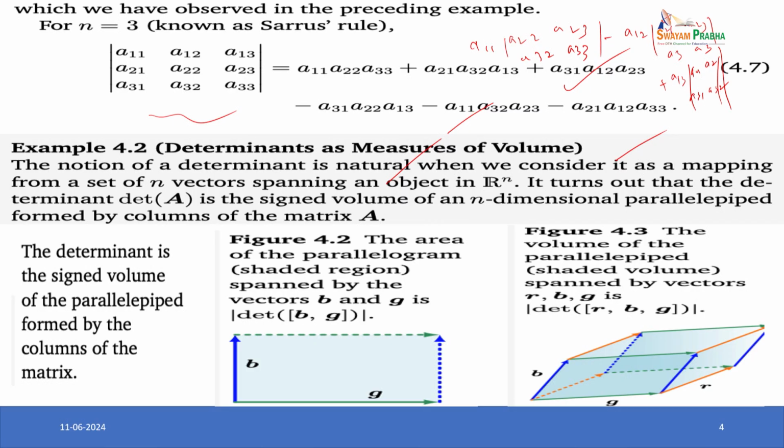So, it turns out that the determinant det of A is a signed volume of an n-dimensional parallelepiped formed by the columns of the matrix A. So, the area of the parallelogram spanned by the vectors b and g is the determinant of the matrix [b, g]. So, Figure 3 says that the volume of the shaded parallelepiped, the volume spanned by the vectors r, b, g, we can compute using the determinant.